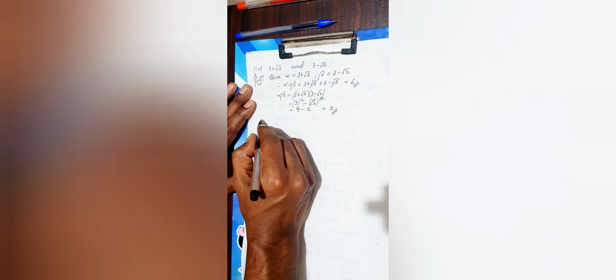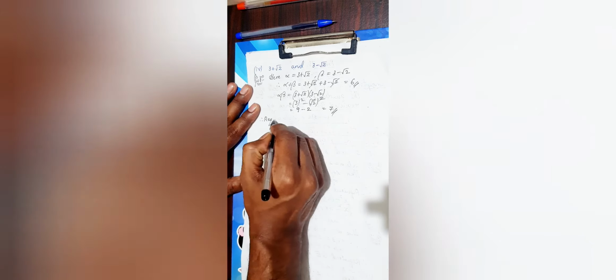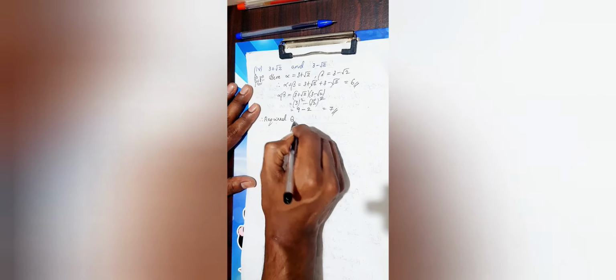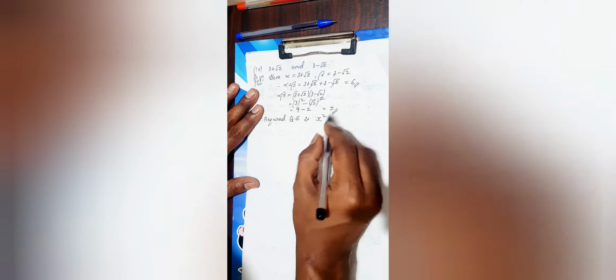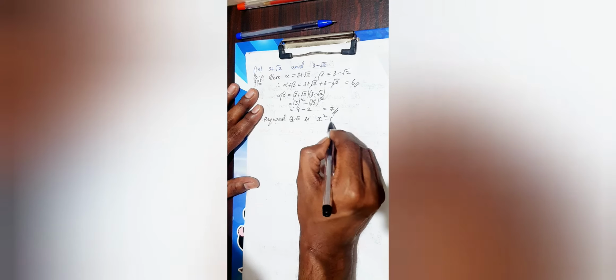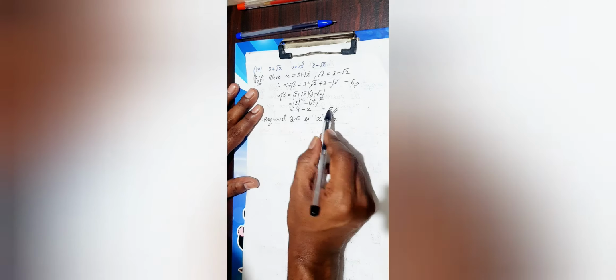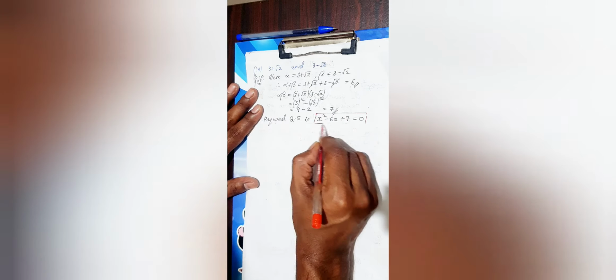Okay, so I got the sum of the roots, I got the product of the roots. Therefore, the required quadratic equation is, as I told you, x square. Now what is the sum of the roots? Since it is 6, I'll take negative of 6 into x, and product of the roots is 7, plus 7, is equal to 0, and this is the required quadratic equation. Okay, we'll find one more similar question and we'll move on to the next topic.